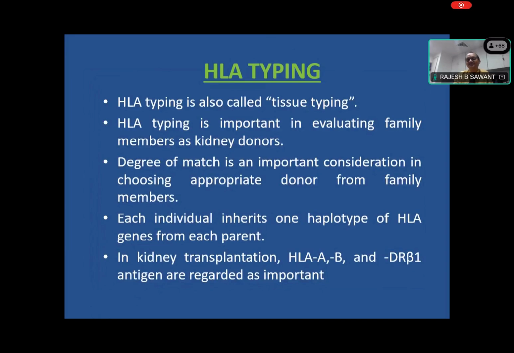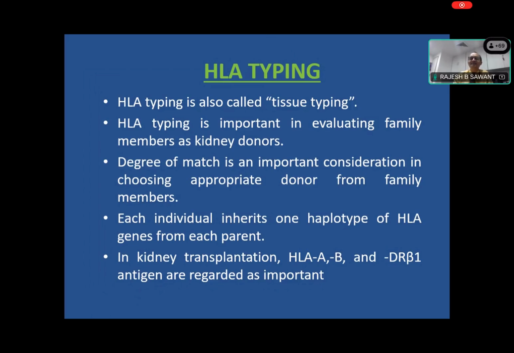So traditionally, this was first implemented in evaluating the family members in the kidney transplant scenario, basically, because the basic fact is that the family members will share at least one haplotype with each other. So HLA typing, in order to ascertain that people who are donating the kidney to one family member are indeed establishing the same relationship as they are claiming. Okay, so degree of match is an important consideration in choosing the correct donor from the family member, because all of us may not match to the same extent within the same family also, right?